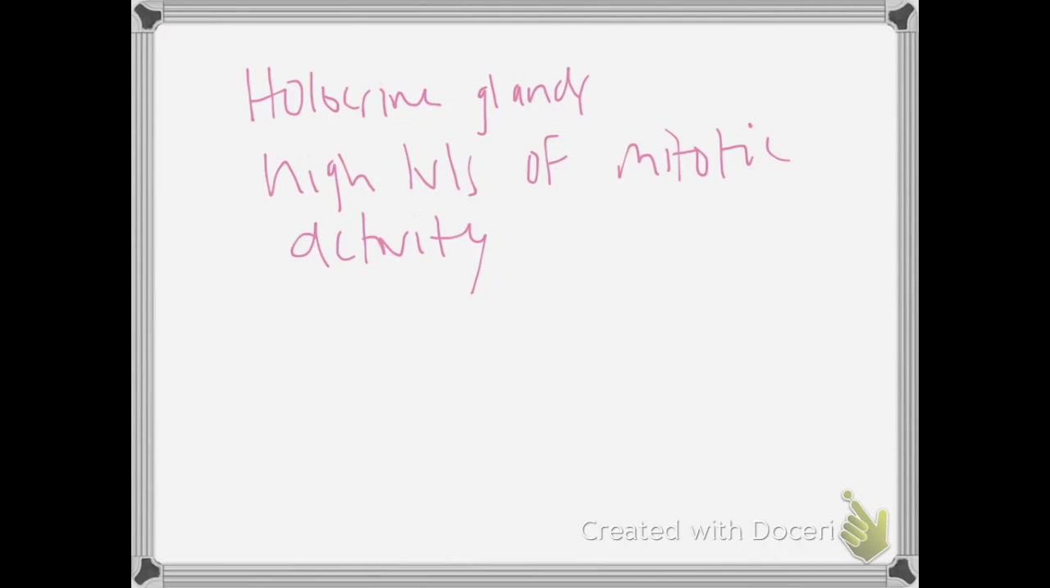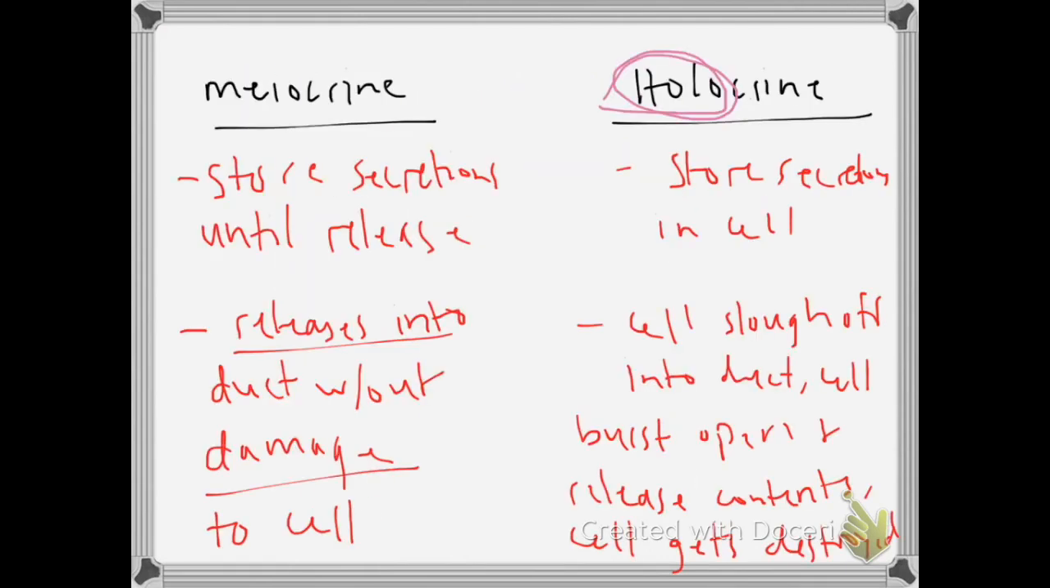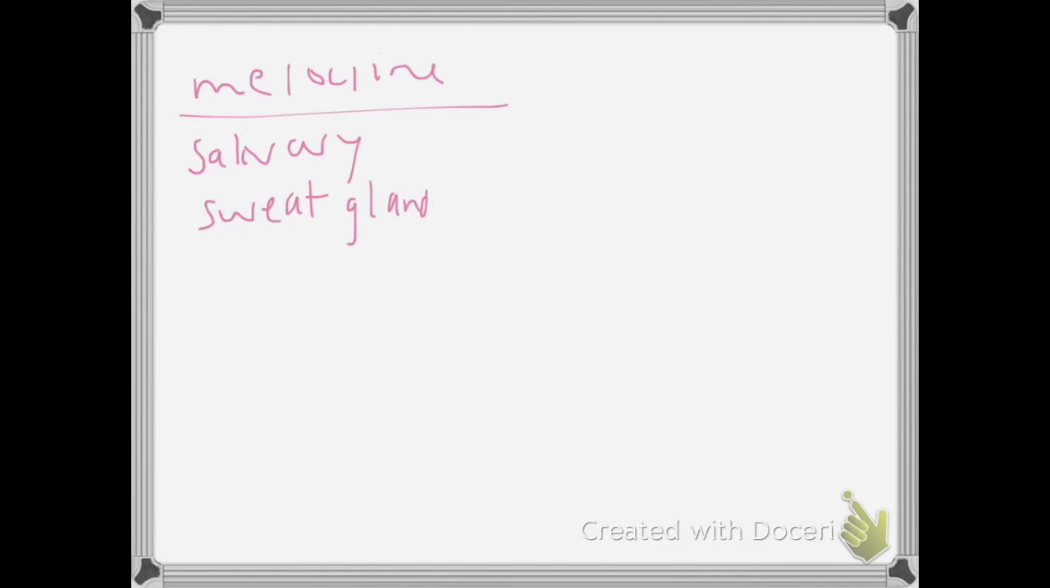I guess I can get some examples. Just in case you see these specific words, you can get your head going in a certain direction. So merocrine. What are some examples of glands that are merocrine glands? Salivary glands. That's an I right there. Sweat glands. So sweat glands, and then part of those pancreas glands that we talked about.